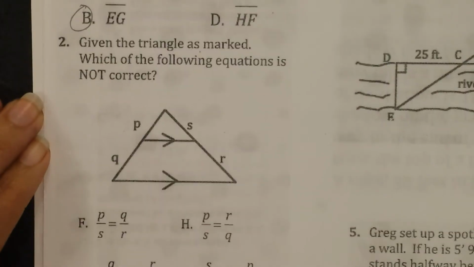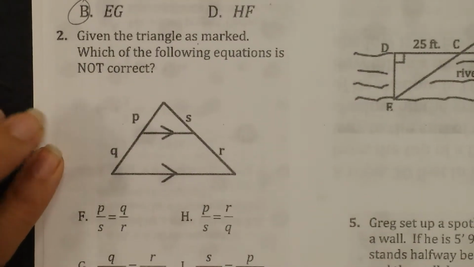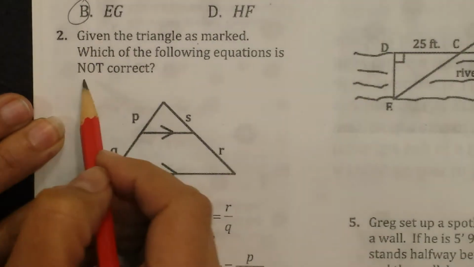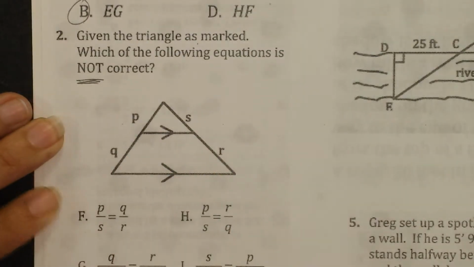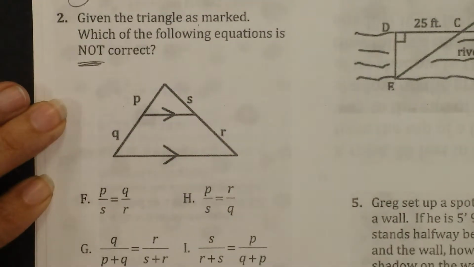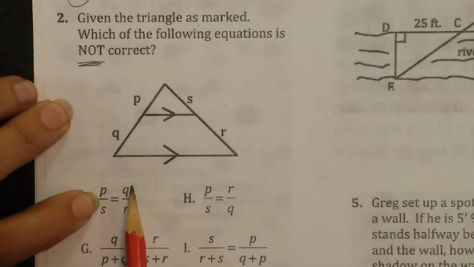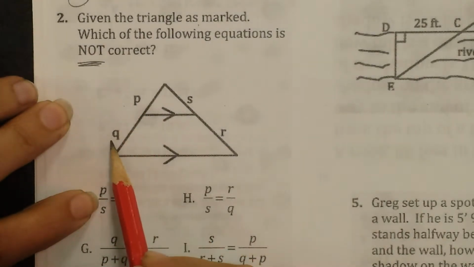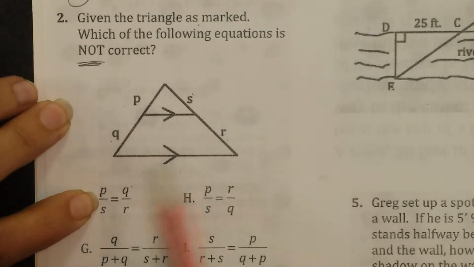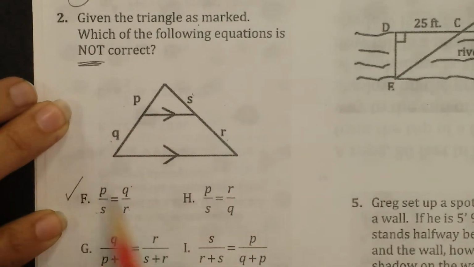Alright, looking at the next one. Given that the triangle is marked, which of the following equations is not correct? So that means 3 of them are correct and 1 of them is incorrect. Alright, so just take a look at each one. If I go from P to Q, I have to go from S to R. So this one is correct.